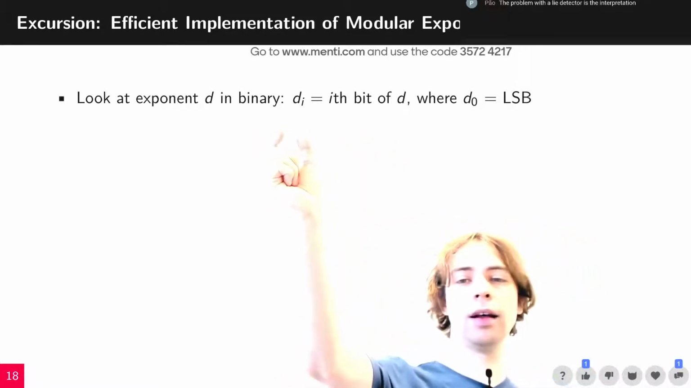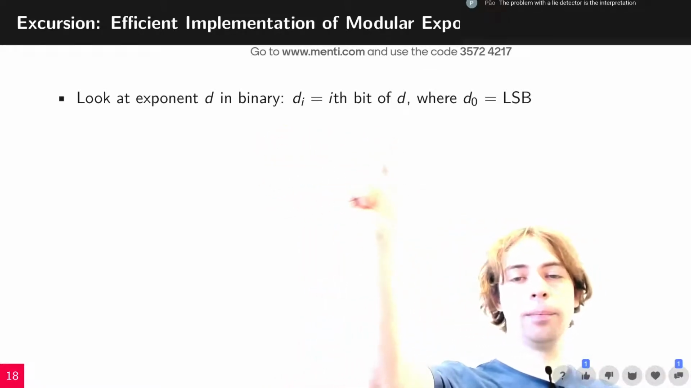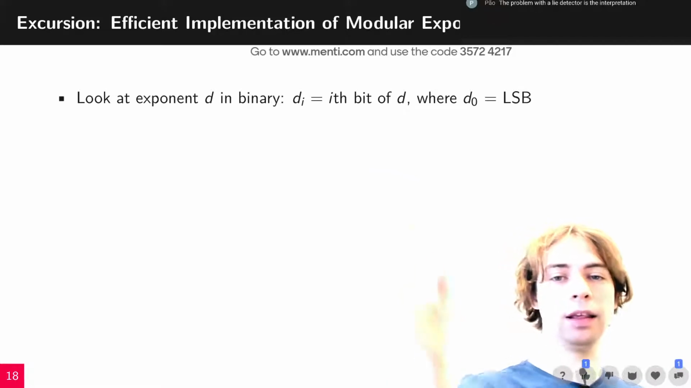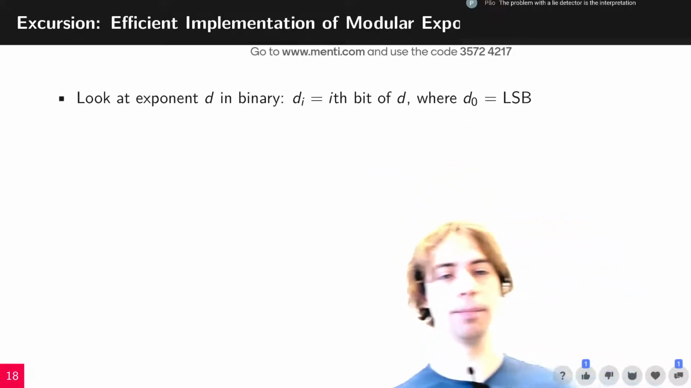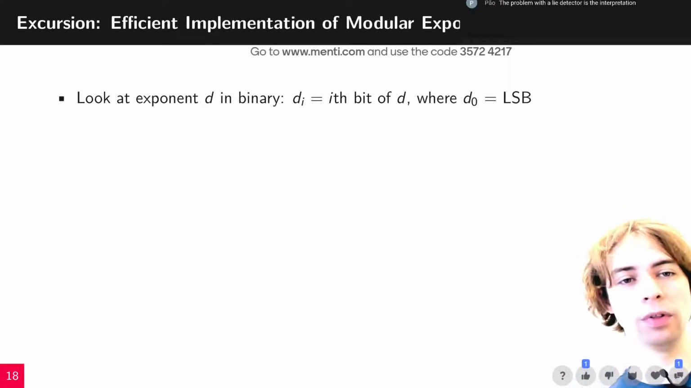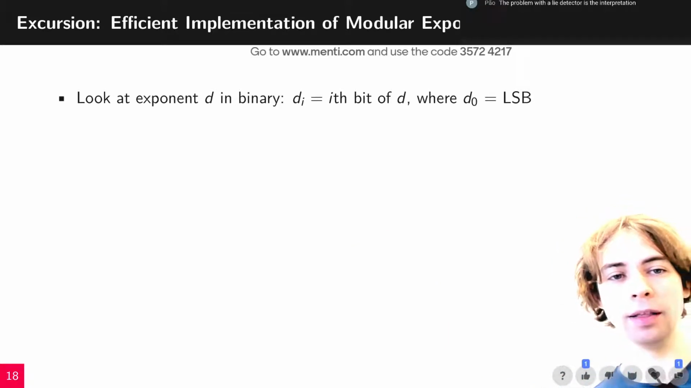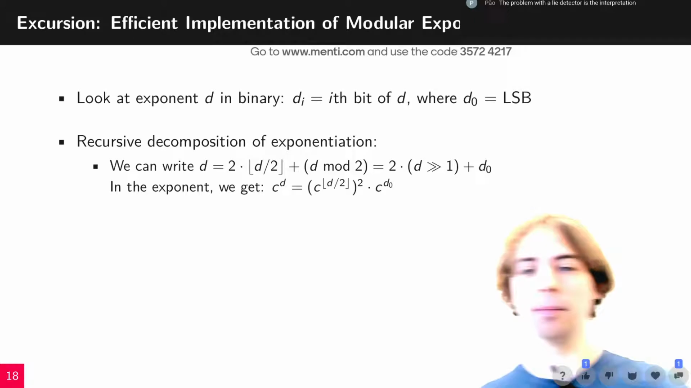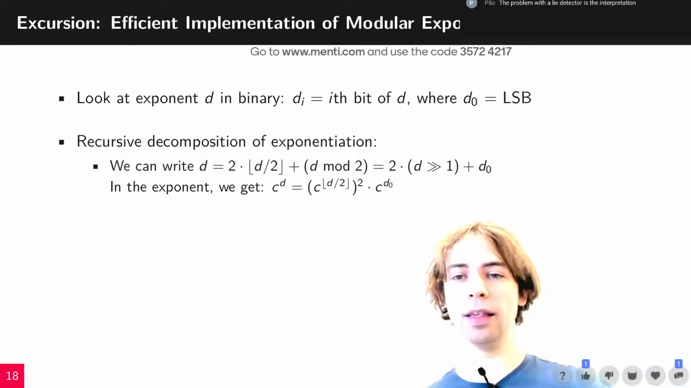So we will take a look at this exponent d in binary, and we look at these bits like d_i is the ith bit of d, and d_0 is then the least significant bit. So what we can do is, if we want to do this exponentiation, we can basically split this up.